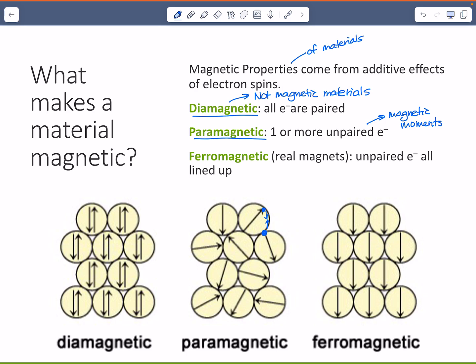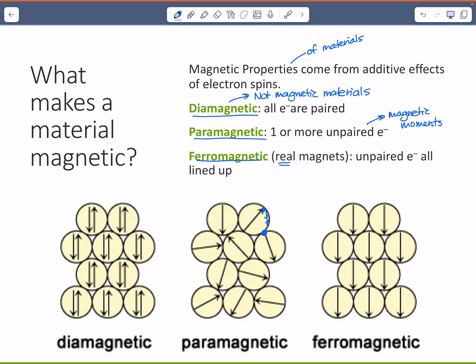But the material overall doesn't have things lined up. They're pointing in all directions, so they kind of cancel each other out. Now, in ferromagnetic materials, these are what we consider real magnets. So I take a magnet on my refrigerator, or the stylus for my tablet. It sticks to the side of the tablet because I've got a magnetic material, and it's going to stick to the iron that's in the outer case of the tablet.